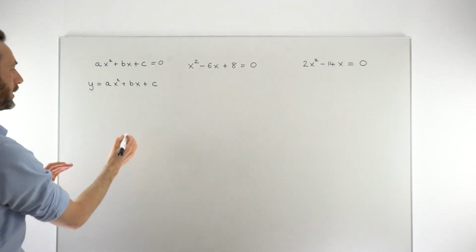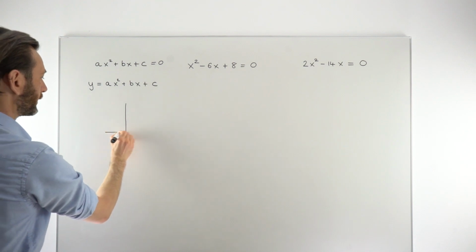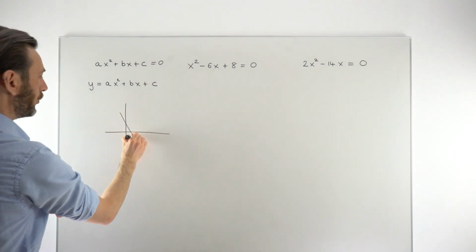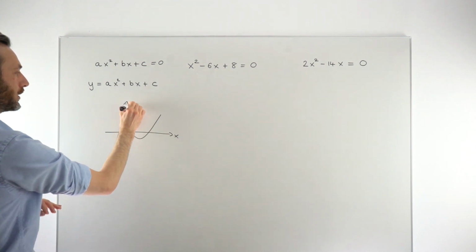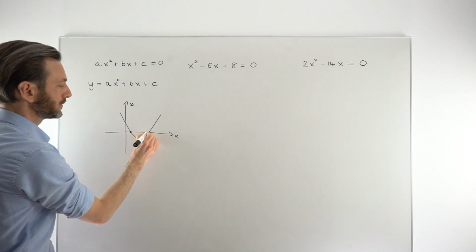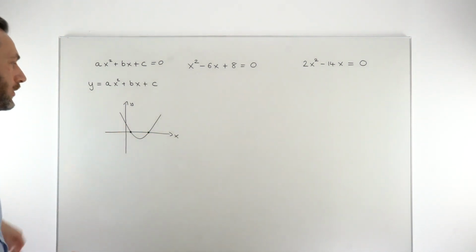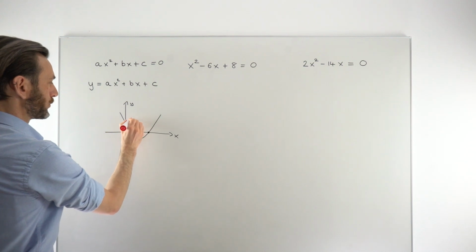If we take some made-up parabola like this and just draw it on an xy axis, two of the points that we're really interested in are these ones here. These points that we call the roots. So I'm just going to put that on there. We call these points the roots.